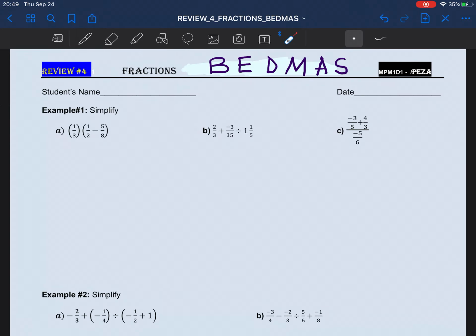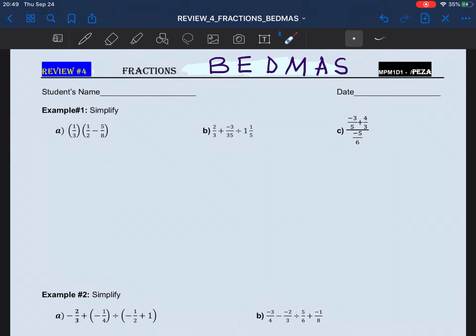Hello and welcome. In today's video, we are going to talk about simplifying expressions that contain fractions by using the rule of BEDMAS. I hope that you are familiar with this notation. This is just an acronym that we use for the order of operations in simplifying expressions. It tells us that when we simplify expressions, we must simplify inside the brackets first.